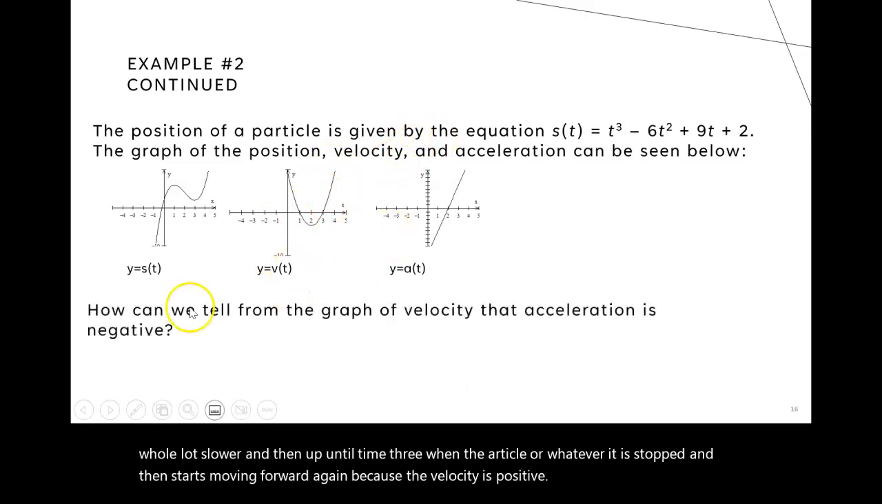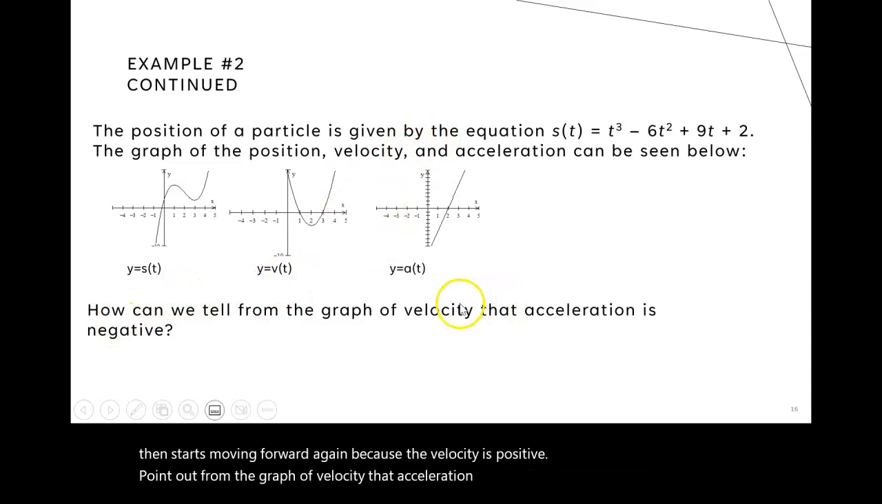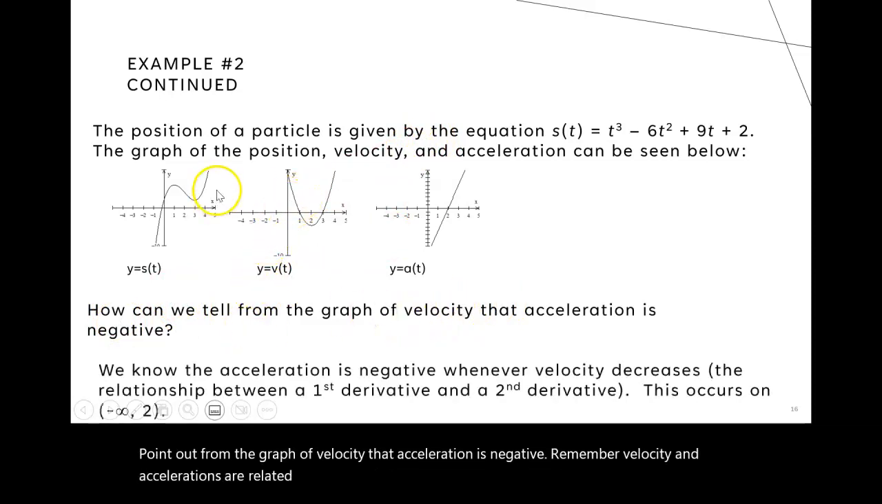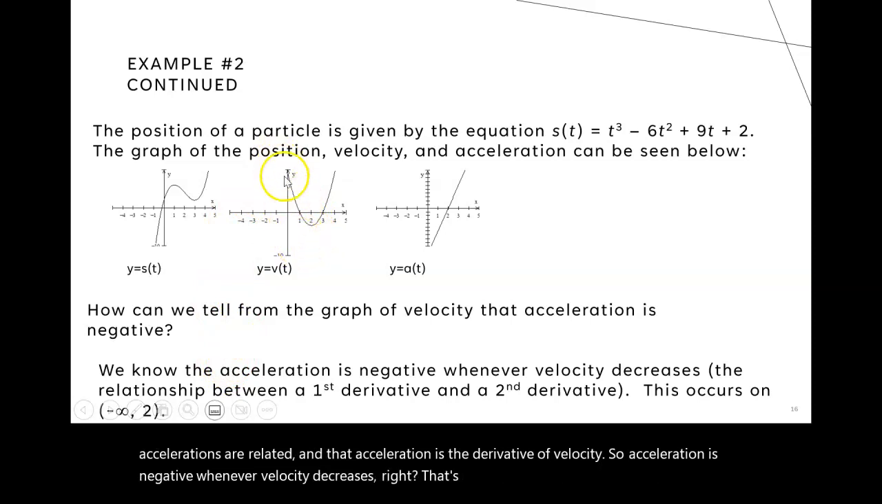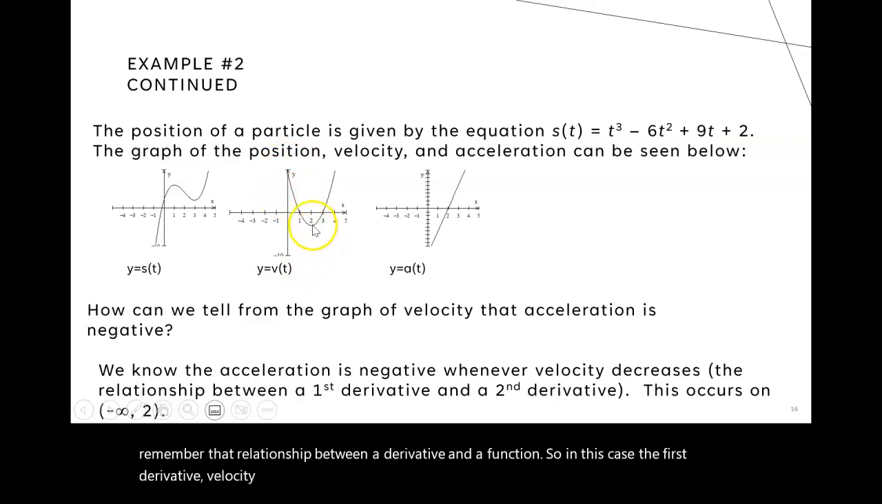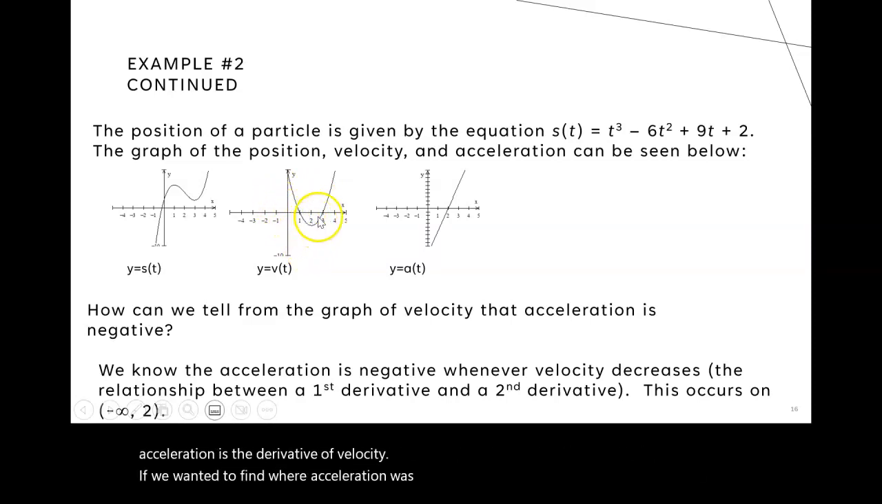How can we tell from the graph of velocity that acceleration is negative? Well, remember, velocity and acceleration are related in that acceleration is the derivative of velocity. So acceleration is negative whenever velocity decreases, right? That's from negative infinity to 2. So remember that relationship between a derivative and a function. In this case, the first derivative, velocity, and the second derivative, acceleration, are related to each other because acceleration is the derivative of velocity. If we wanted to find where acceleration was positive, we would say that's from 2 to infinity because velocity is increasing there.